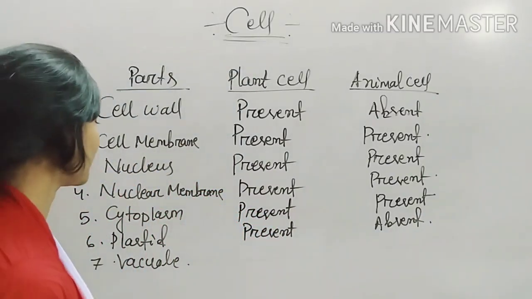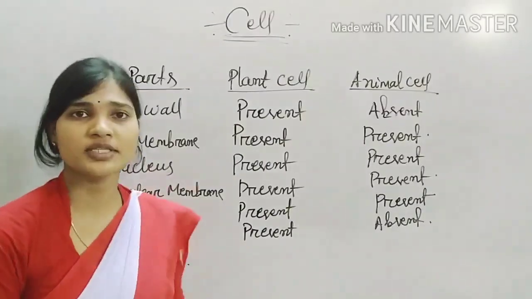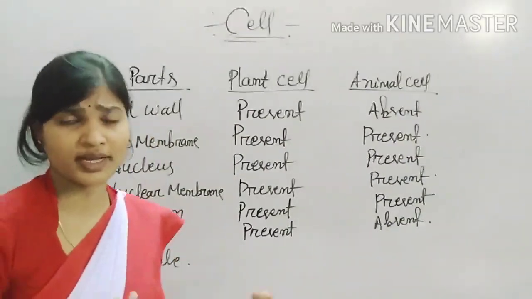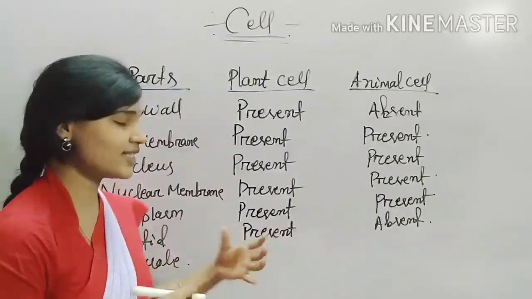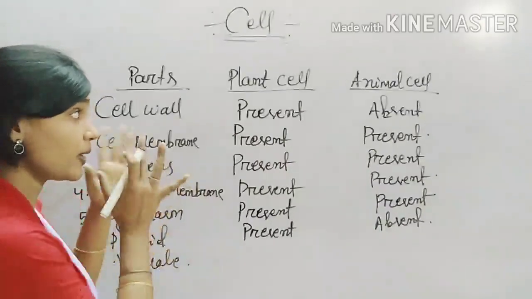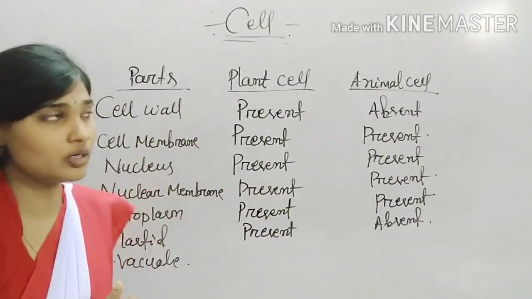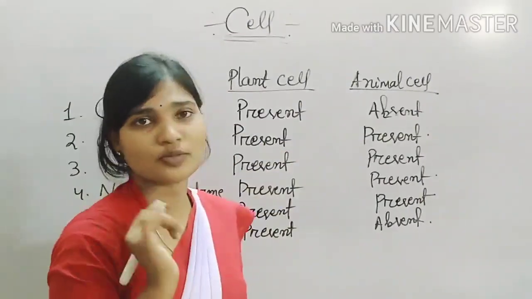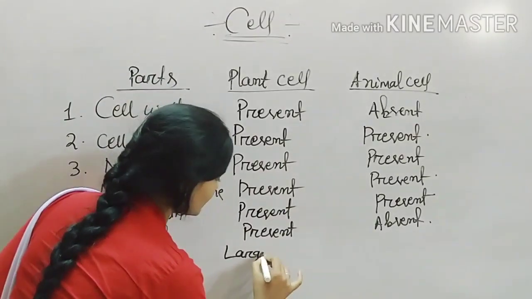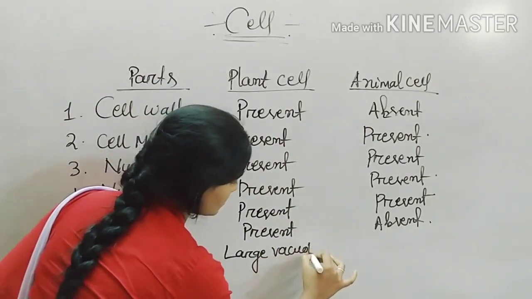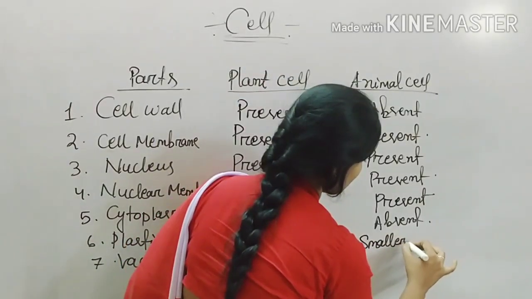Vacuoles. As we know, cytoplasm is present in both types of cells. Cytoplasm organelles are present also, like mitochondria, ribosome, lysosome, vacuoles, etc. But in the plant cell, there is a large vacuole present. About 50 to 90% of the plant cell is occupied by the vacuole. But in the animal cell, small vacuoles are present. So in plant cell, large vacuole present. In animal cell, smaller vacuole.